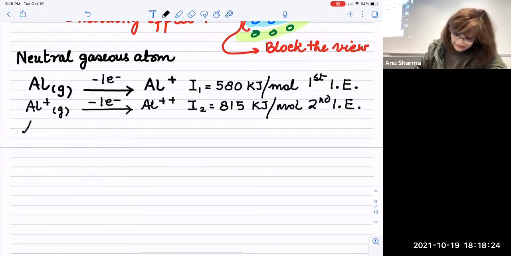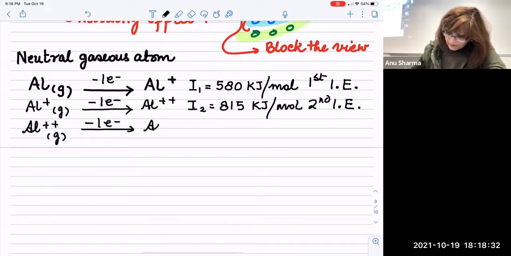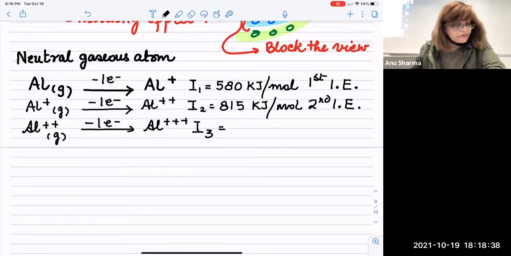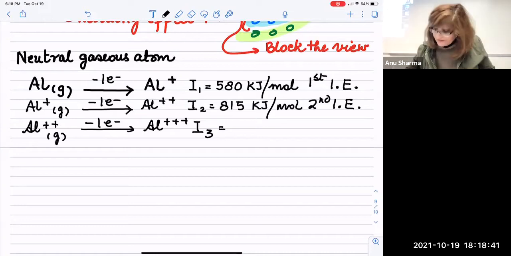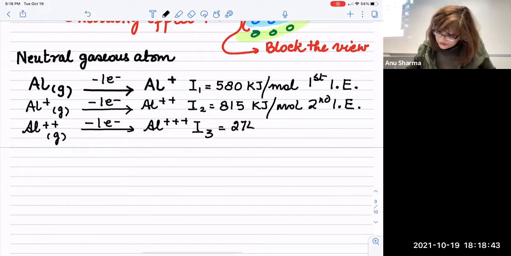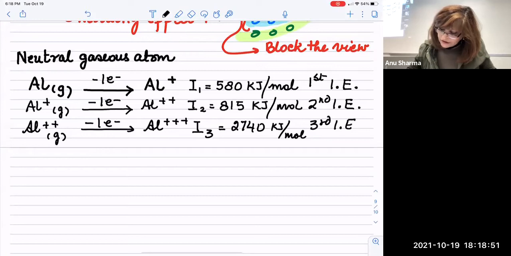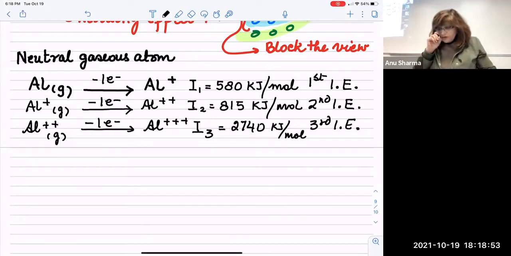Then comes aluminum with its plus 2 charge in the gaseous state. Now it loses the third electron and it becomes aluminum plus 3 charge, and that is the third ionization energy. Now these have all been quantified, and that is 2740 kilojoules per mole. That's the third ionization energy. And you can continue to remove the electrons from outside.